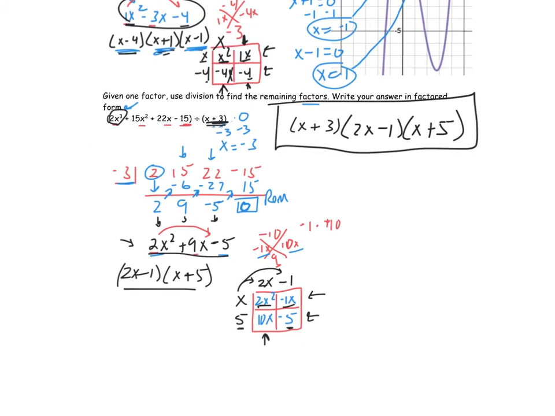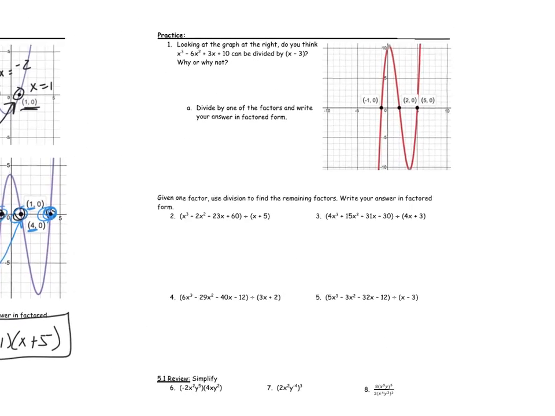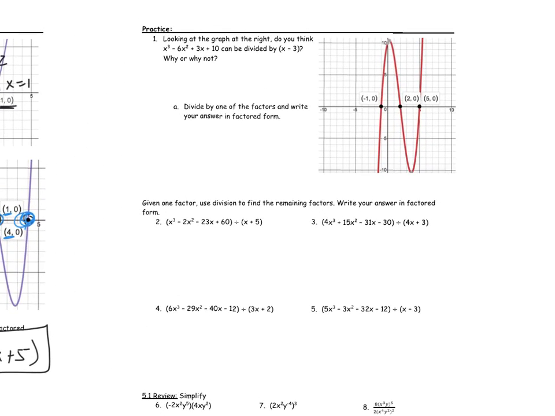And that's it. Your worksheet says, look at the graph to the right. Do you think that this x cubed minus 6x squared plus 3x plus 10 can be divided by x minus 3? Why or why not? Well, it doesn't look like any of these are equal to positive 3, so probably won't. It says divide by one of the factors then and write your answer in factored form. Well, if these zeros represent this function right here, this isn't going to work.